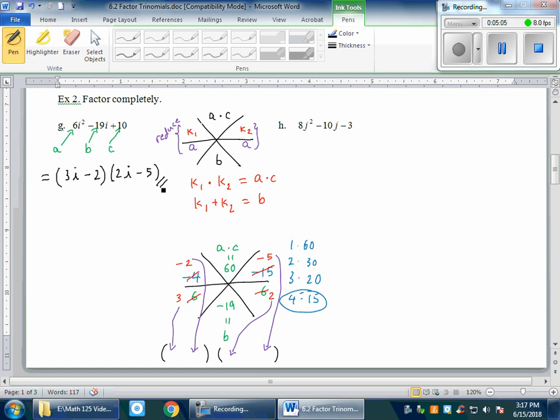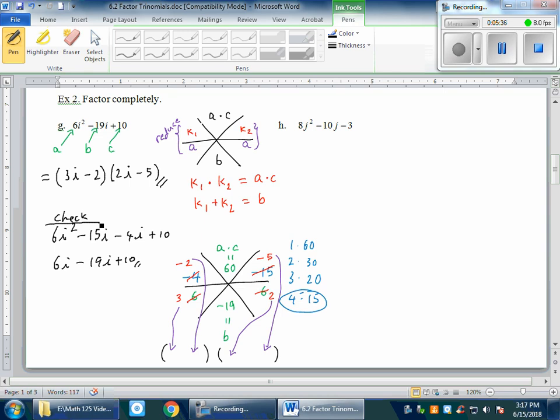3i times 2i will give me 6i squared, and then 3i times negative 5 will be negative 15i. Negative 2 times 2i will be negative 4i. Negative 2 times negative 5 is positive 10, so it will be 6i squared minus 19i plus 10, which is the original one that we got. So this is checking. Once you get the hang of it, you don't need to check. You will always be correct.